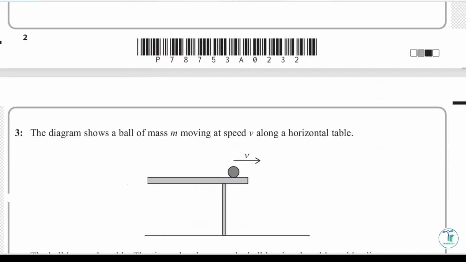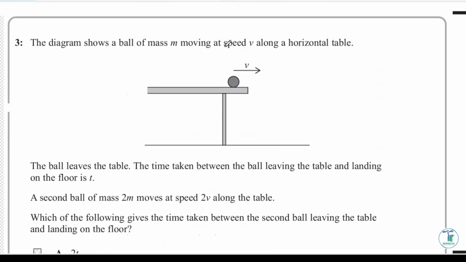Now you've got, the diagram shows a ball of mass m moving at a speed v along the horizontal table. And then you've got a ball of mass 2m and 2p. Which of the following gives the time taken between the second ball leaving the table and landing on the floor? So we need to calculate the time, and I would be using the second equation of motion, which says that s is equal to ut plus half at square. So the distance, I can keep the distance to be the height. So I'm just substituting it with height.